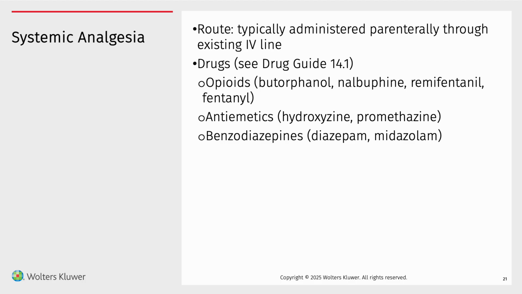Let's discuss them. So first you have the opioids: butorphanol, nalbuphine, remifentanil, and fentanyl are the mainstay systemic analgesics. They work by depressing the central nervous system to decrease pain perception. These drugs provide effective pain relief, but must be very carefully timed and dosed to minimize side effects like maternal sedation or neonatal respiratory depression.